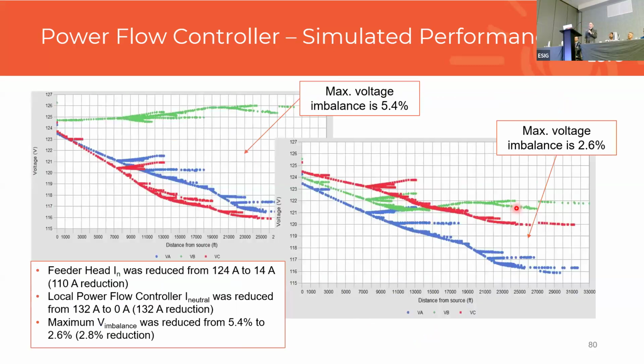So here we saw the max was 5.4%. It was dropped to about 2.6%. And we can see some of the other metrics down in the little box where the feeder head neutral current dropped from 124 amps to 14 amps. It was a 110 amp reduction. The local neutral current was 132 amps where the device was placed. That was completely eliminated. It was within the range of the device capability, which was 133 amps. And then again, maximum voltage drop was pretty much cut in half, a little bit more.